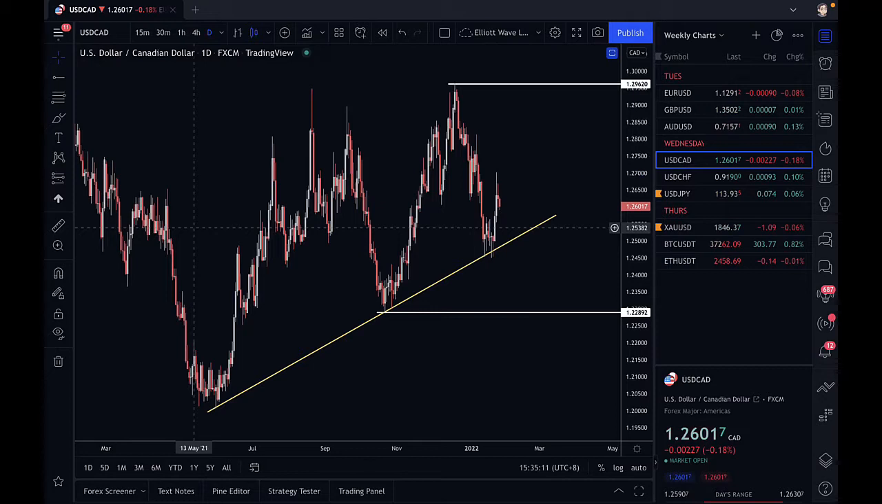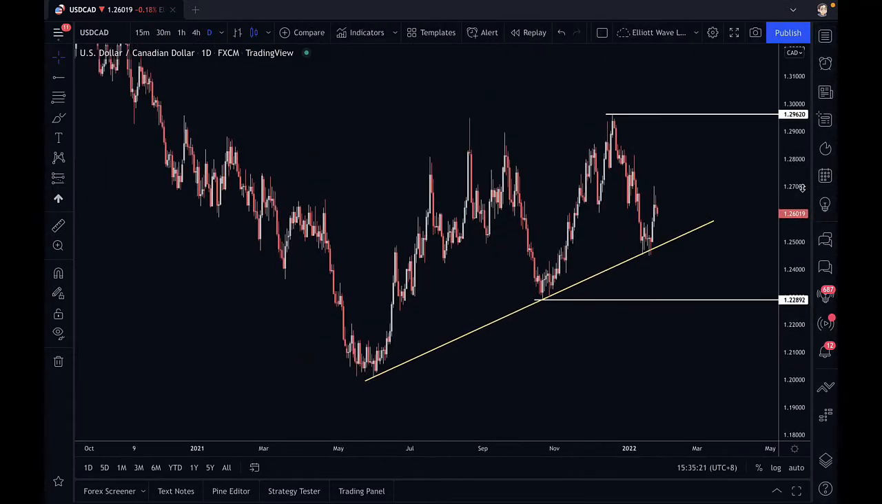So for today's session, we'll be focusing on the dollar CAD, the dollar franc, and the dollar yen. Okay, so let's get started with the dollar CAD analysis over here.